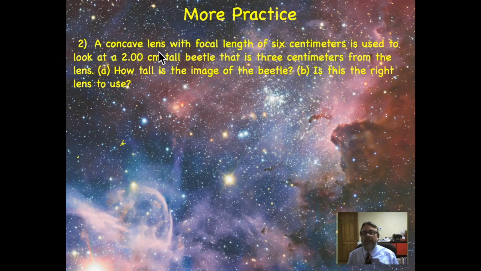All right, so a concave lens with a focal length of 6 centimeters is used to look at a 2 centimeter tall beetle that is 3 centimeters from the lens. How tall is the image of the beetle? And is this the right lens to use? So let's start making a list of variables. How tall is the beetle? Well, that's a height. What I'm looking for is the height of the image. The beetle is 2 centimeters tall, so I know the height of my object is 2 centimeters.